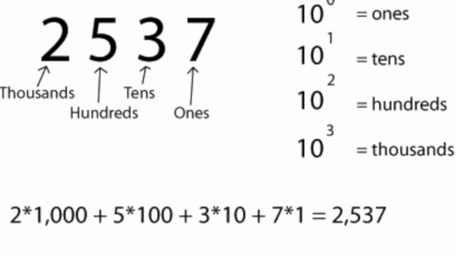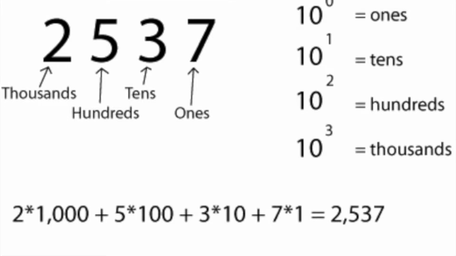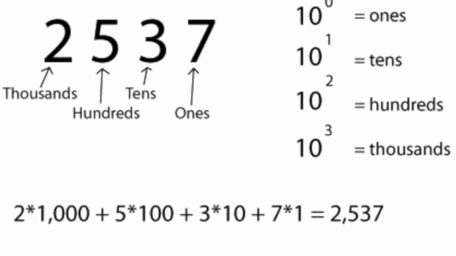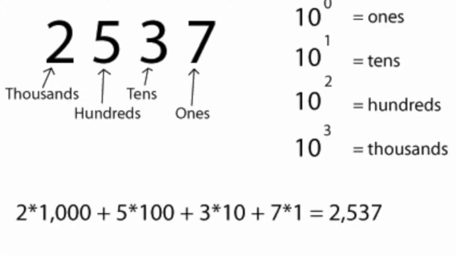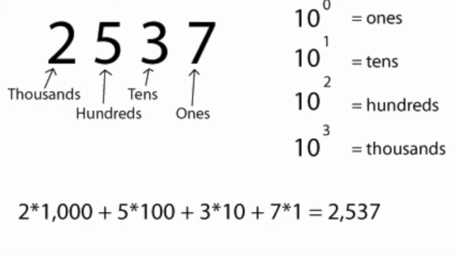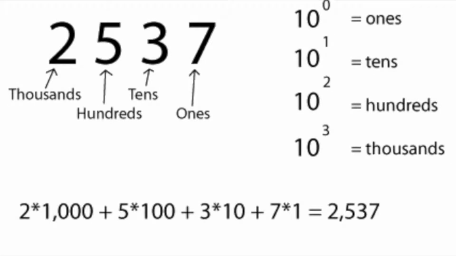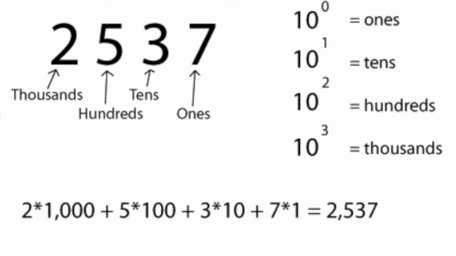In this picture, we have the number 2,537. Each number in this one number represents a place value. The 2 represents the thousands, the 5 represents the hundreds, the 3 represents the tens, and the 7 represents the ones. The process for this would be to multiply the 2 by its place, which is 1,000, the 5 by its place, which is 100, the 3 by its place, which is 10, and the 7 by its place, which is 1. Once all of these numbers are multiplied, you add them together to get the whole number.